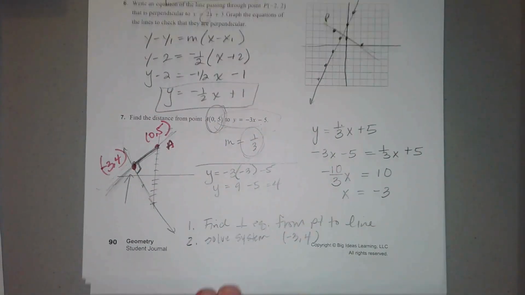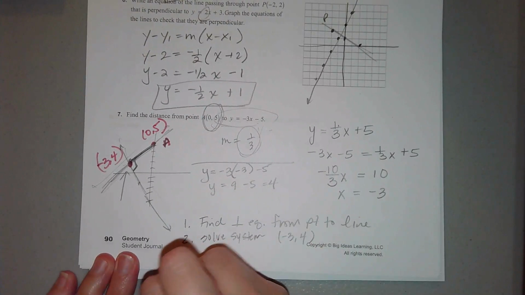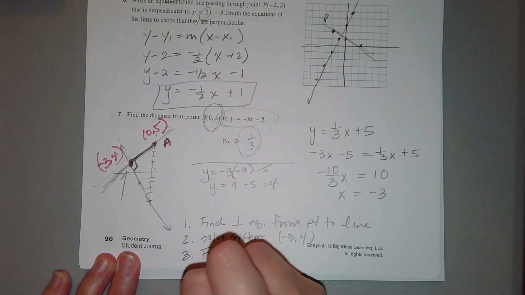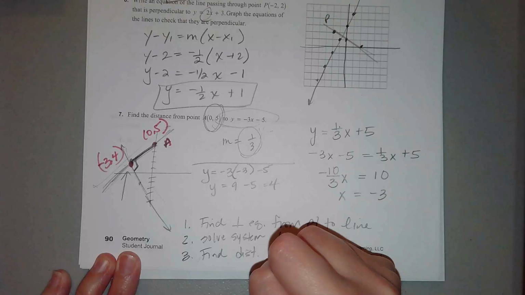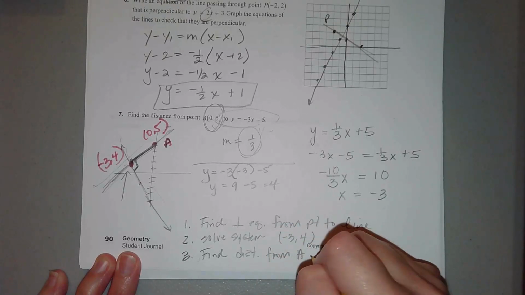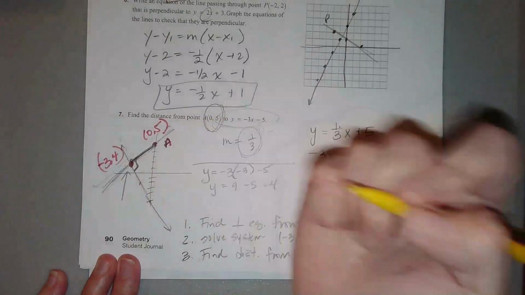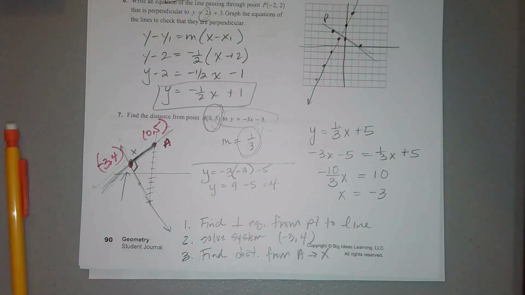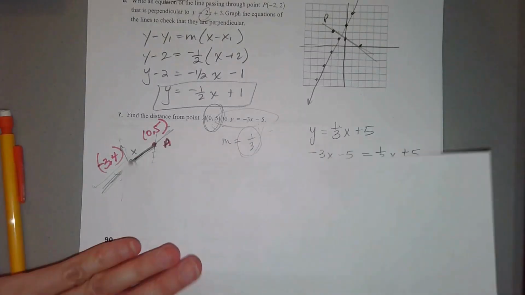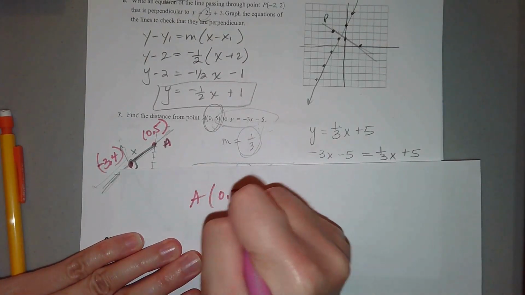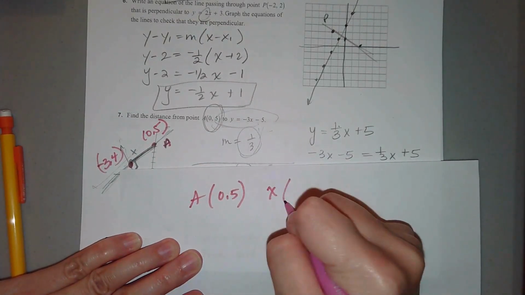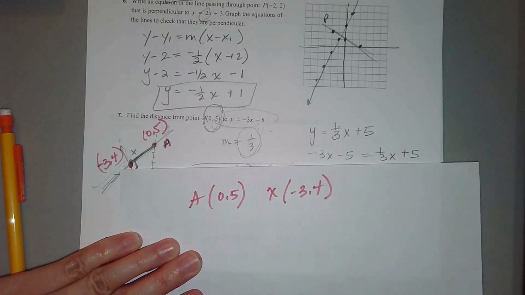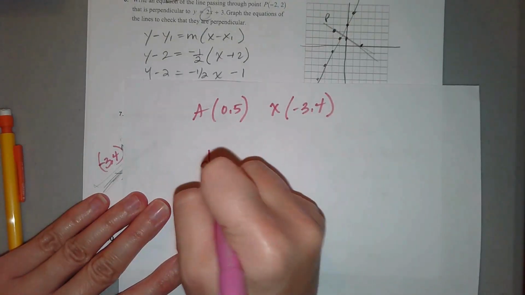Now I need to find the distance between them. So step 3 is find the distance from A to, I don't know, we'll call it X. A to X. So let's use the distance formula. I'm running out of room here, so I'm going to have to grab another sheet of paper. Point A was at the point 0, 5. Point X, I called it, is at the point -3, 4. So I'm going to find the distance between those 2 points.